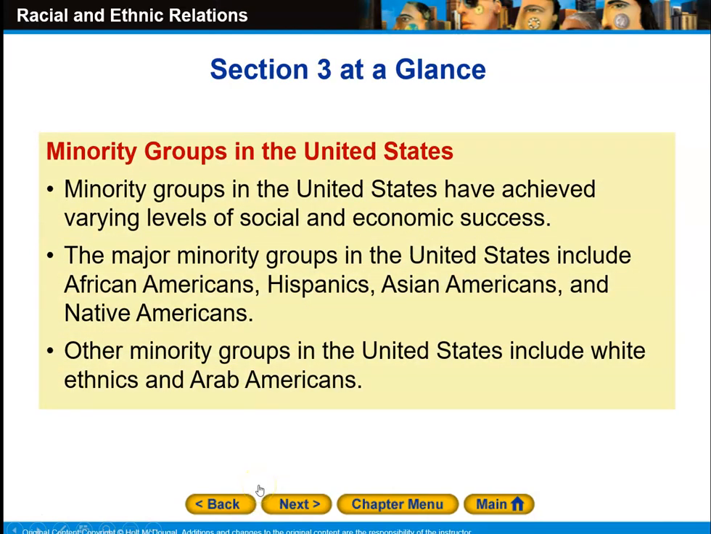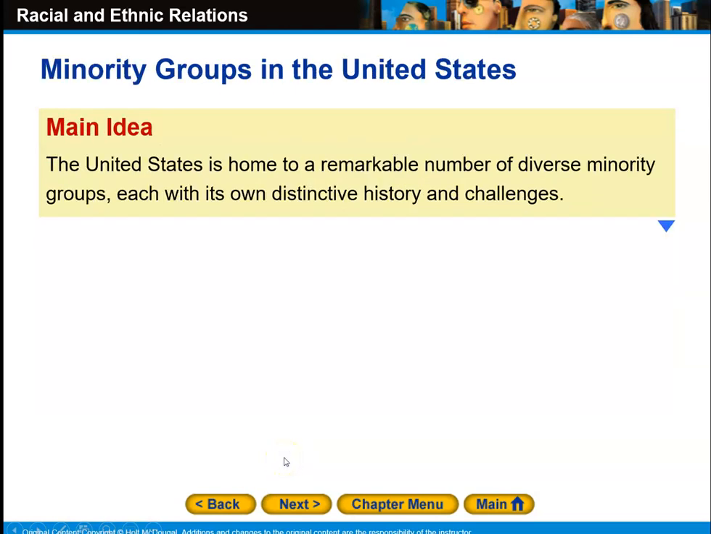All right, section 3. Minority groups in the United States. Minority groups in the United States have achieved varying levels of social and economic success. The major minority groups in the United States include African Americans, Hispanics, Asian Americans, and Native Americans. Other minority groups include white ethnics and Arab Americans.